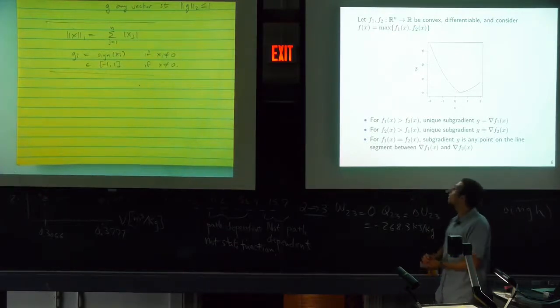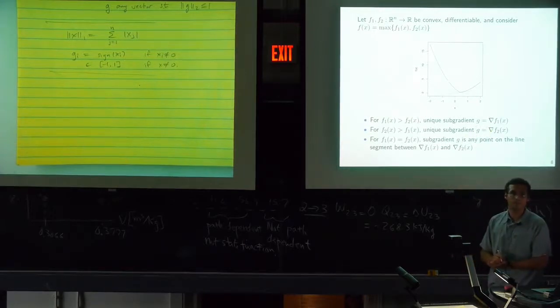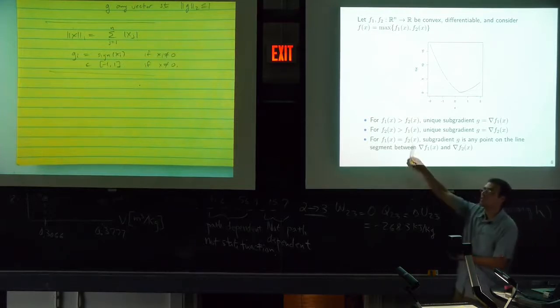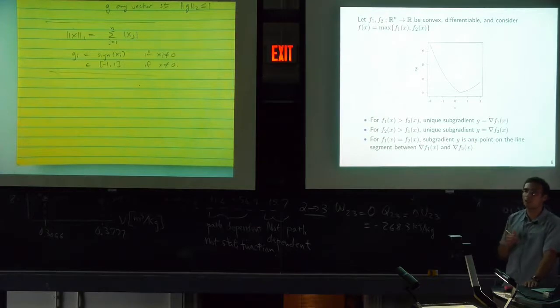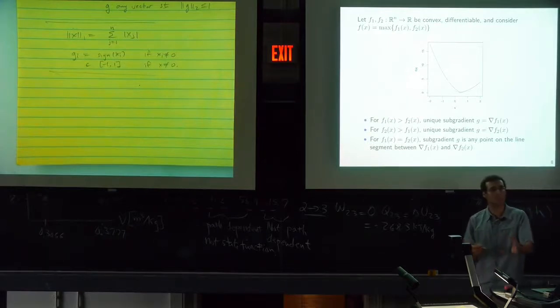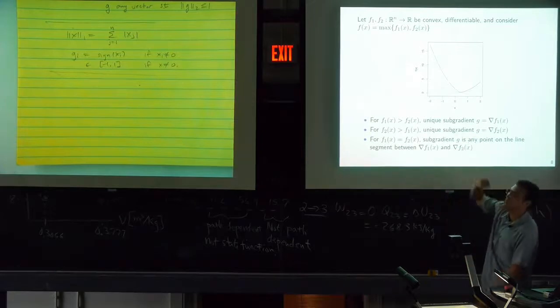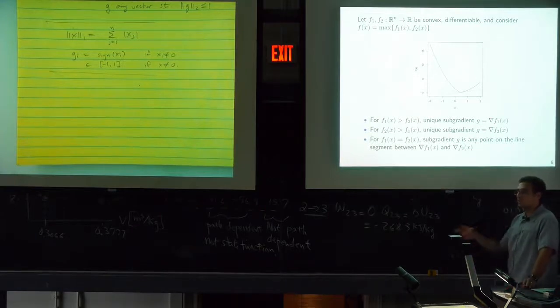The max is differentiable, so the subgradient is unique, and it's just the gradient of f1. Likewise, if f2 is bigger than f1, then it's differentiable at that point, and its subgradient is just the gradient of f2. If the functions are tied at some input x, that's the only time that the subgradient is kind of interesting. It's not the gradient. So just look at this picture to think about the univariate case. It's going to be any point on the line segment joining their gradients.